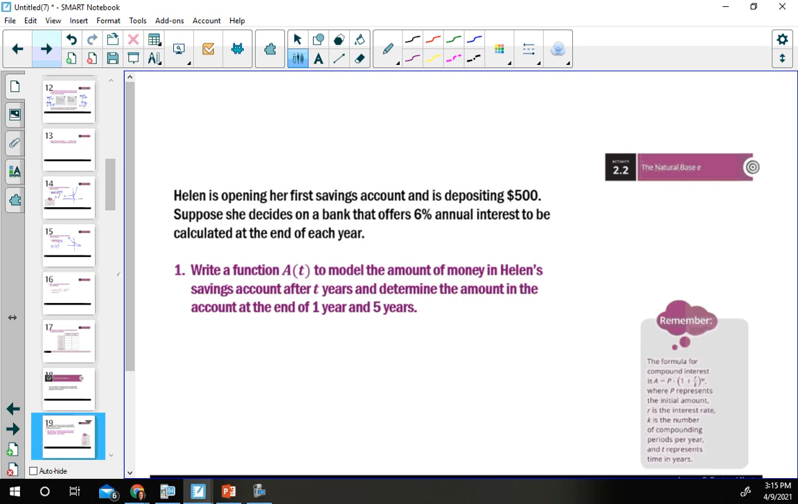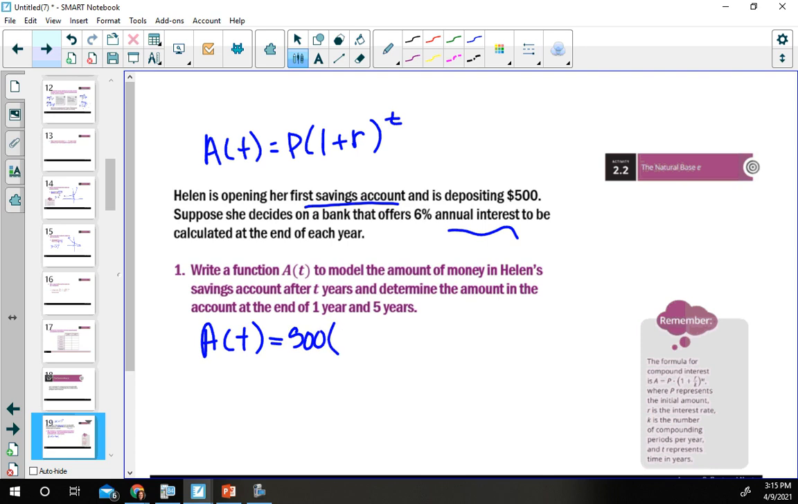Okay, so similarly to what we did in our original, we're just doing a normal savings account with a normal annual interest. So we got this here. The amount of time after my starting amount was 500. We are increasing in money, so I'm going to do 1 plus that rate, 6% in decimal. And then you're just going to plug the 1 and the t in for this.